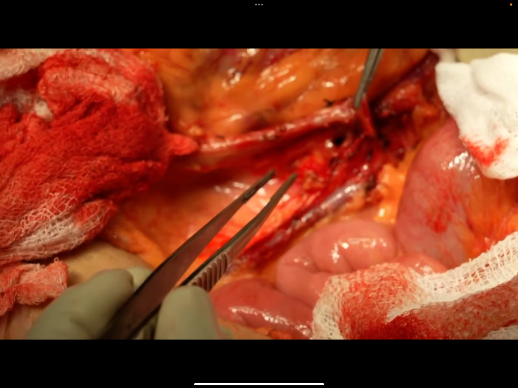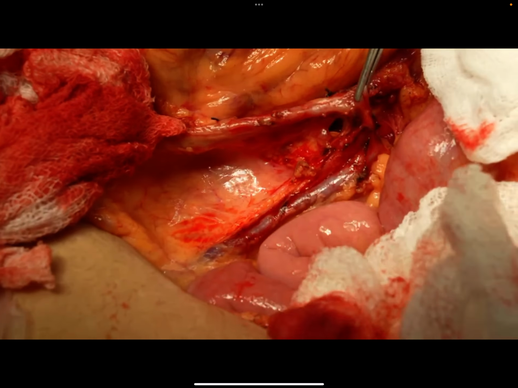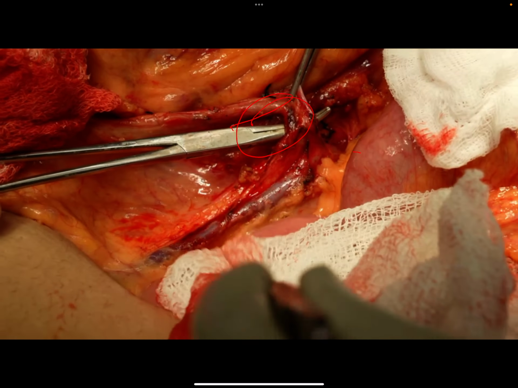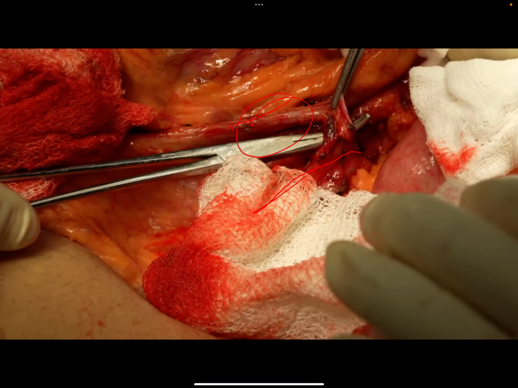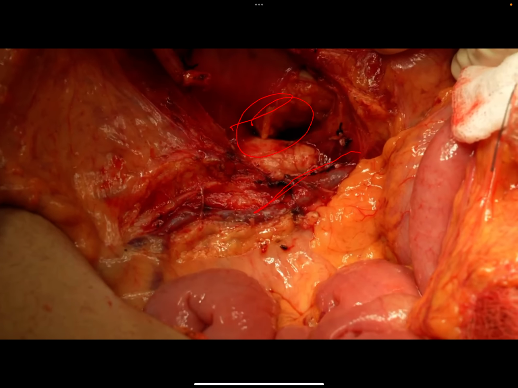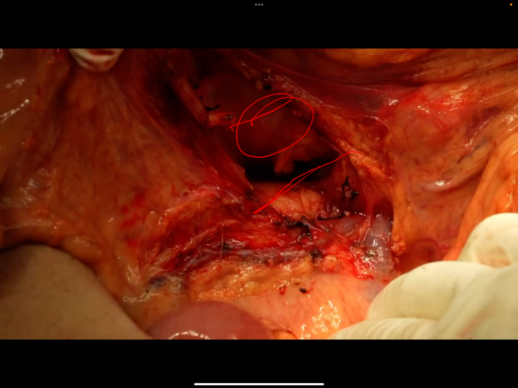So we can see here we are working with the ileocolic vessels. That is the ileocolic vessel. This is the ileocolic vessel which has been there. This is the superior mesenteric vein. This one. So now we'll be ligating the ileocolic vessel. This is the incision process.